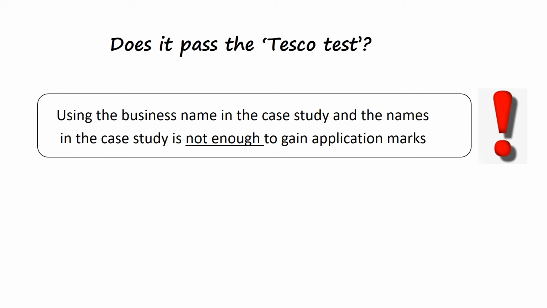Using the business's name is not sufficient to gain application marks. You need to link your answer to the business, which we'll look at next. Now, a good way to check if your answer is contextualized is to do the Tesco test. Now, the Tesco test is basically looking at your answer. So if you wrote an answer about a business and then you could cross out the business's name and replace it with another business's name, such as Tesco, and it still made sense, it means that your answer is not contextualized.